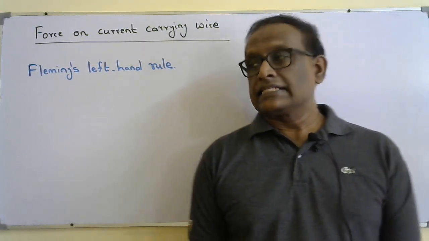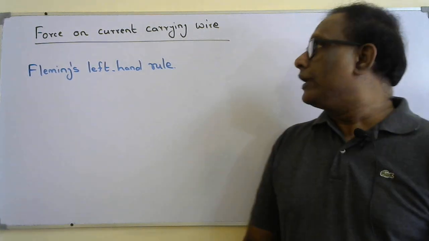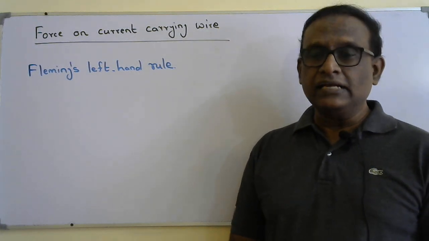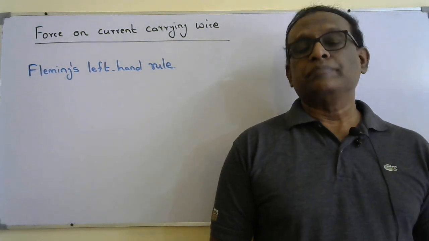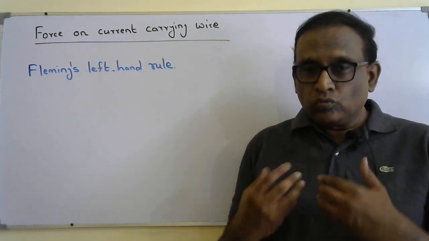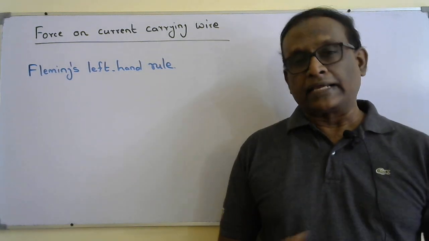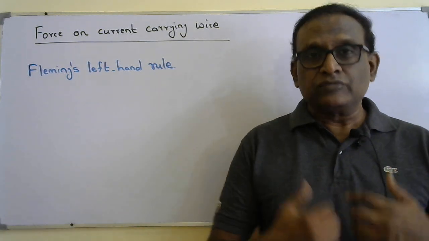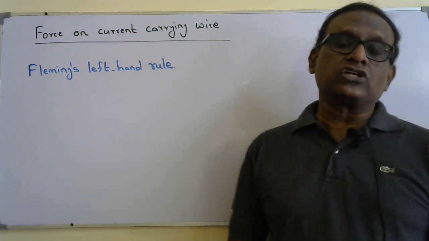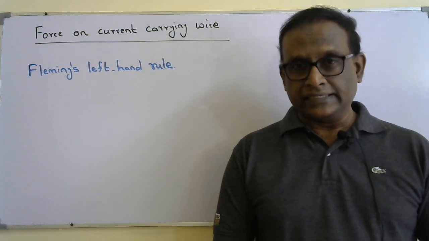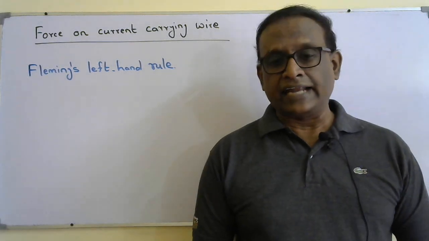Okay, so next is about force on a current carrying wire when it is kept in a magnetic field. When a current carrying wire is kept in a magnetic field, the wire will experience magnetic force. The reason is, the current carrying wire also will produce a magnetic field. So if there is an external magnetic field from some other magnetic source, both magnetic fields will interact with each other and there will be force on the current carrying wire. So how do we find the direction of the force acting on the current carrying wire? We find it by using Fleming's left hand rule.